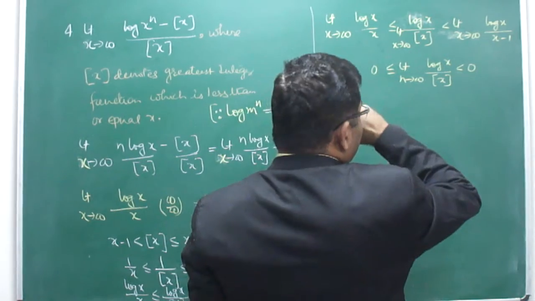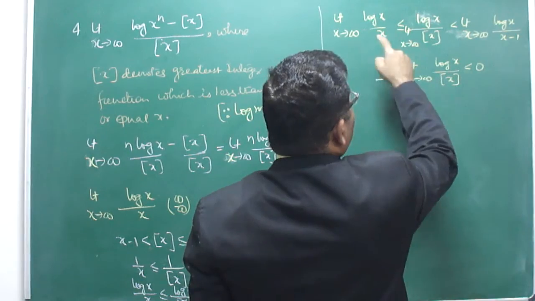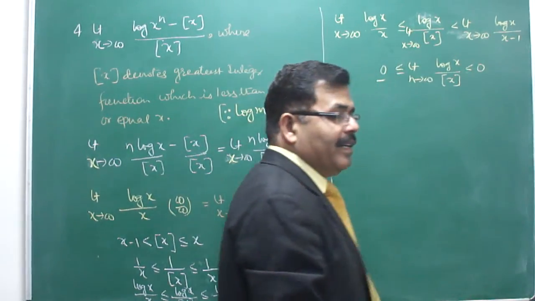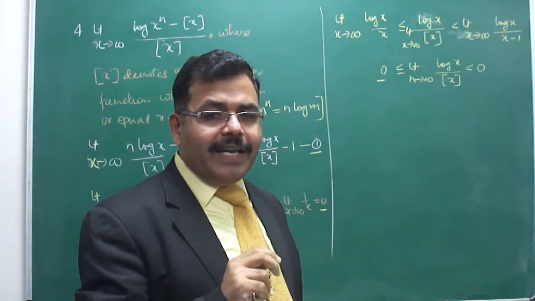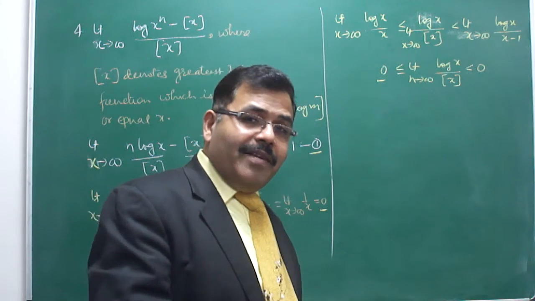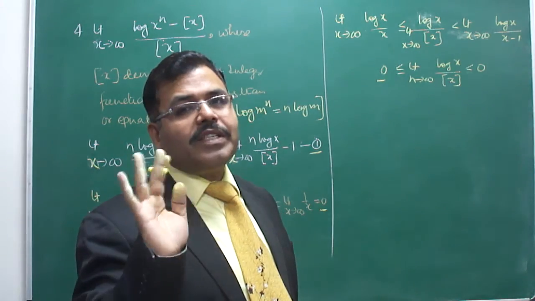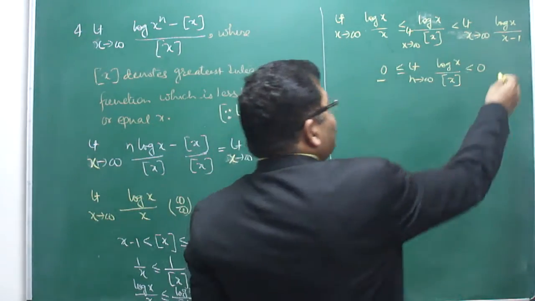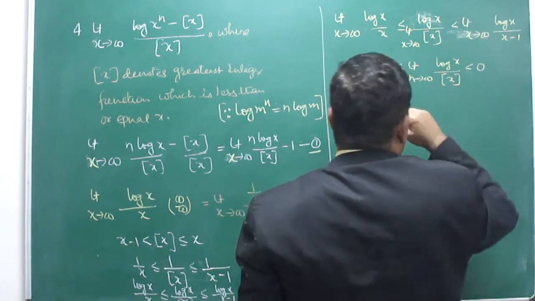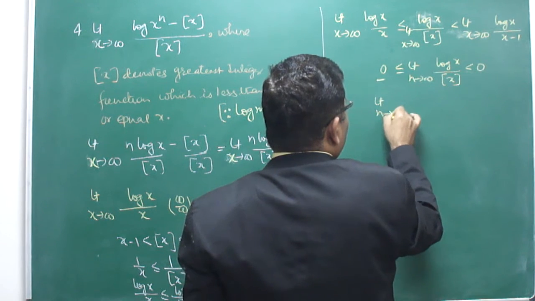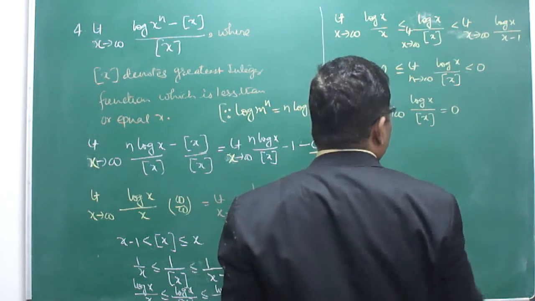You will be able to analyze this. This is 0, we have already proved. Since x tends to infinity, x minus 1 also tends to infinity. If someone subtracts 1 or 2 from infinity, as we have discussed already, it remains infinity. So the same function is there. Therefore the answer lies between 0 and 0, and therefore we conclude that log x by greatest integer function x is nothing else but 0.